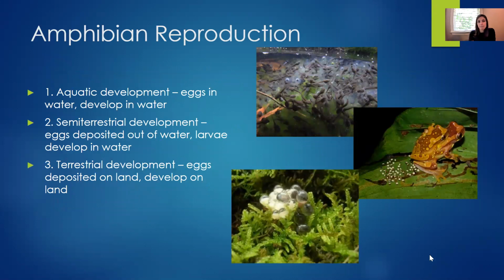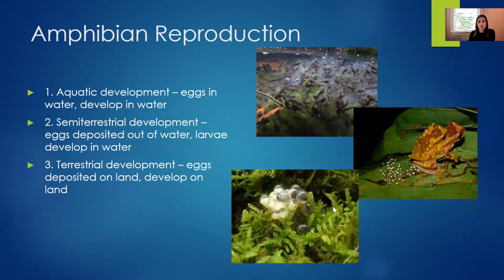So amphibian reproduction, there's kind of three different ways that eggs can develop. They can develop aquatic, so in the water. Eggs are deposited in the water and they develop in the water. Semi-terrestrial is when eggs are deposited outside of the water, but the larvae develop in the water. So here it might be that the eggs are laid on a leaf, and when they hatch, they fall into the water and develop in the water.